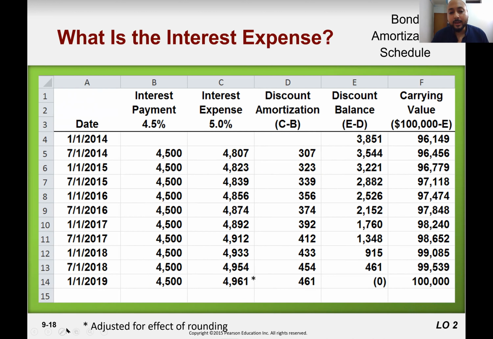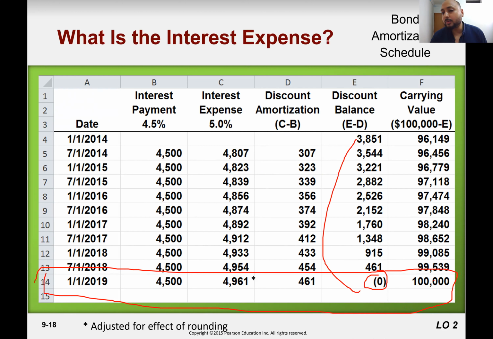So you need to be very careful finding out the last interest payment. Because at the end, we must decrease the discount to zero and make our bond payable equal to par or face value. Right? Now everyone understand that?